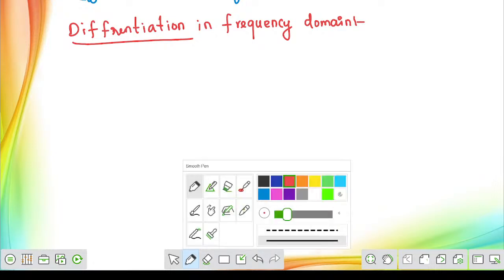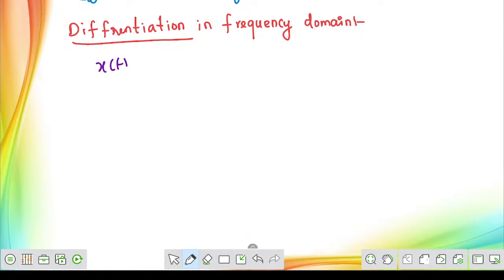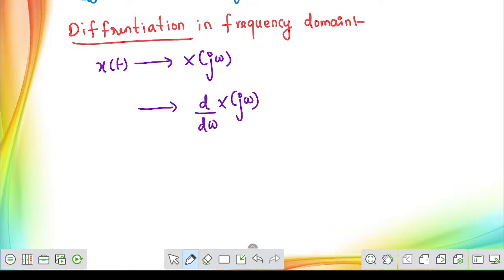I will tell you first what changes here. If I have a signal x of t, its corresponding Fourier transform will be X of j omega. If you are performing differentiation in the frequency domain, d by d omega, if the transform is differentiated with respect to omega, then what answer can we expect? We can write it in two ways, remember. Here it will become minus j times t into x of t. That is the actual answer.